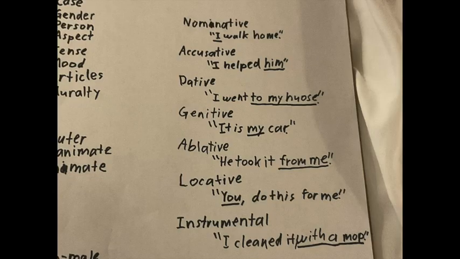Case is how a noun is being used in the sentence. Nominative case is if it's the one performing the action. Accusative case is if it's the one getting the action done to it. Dative case is if it's being done for something or to something. Genitive is if it has a connection to something. Ablative is if it's coming from something.